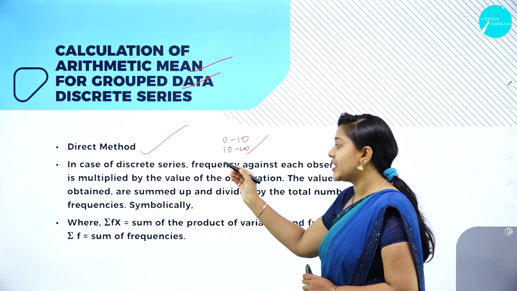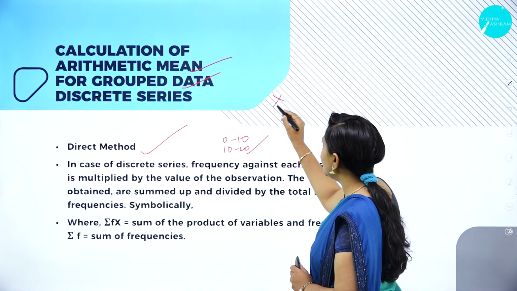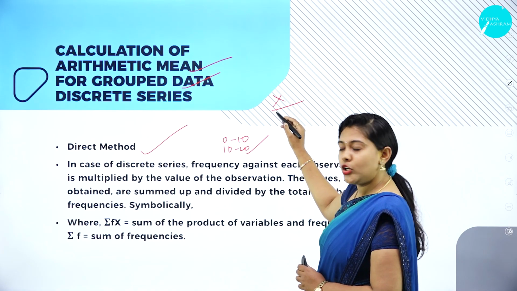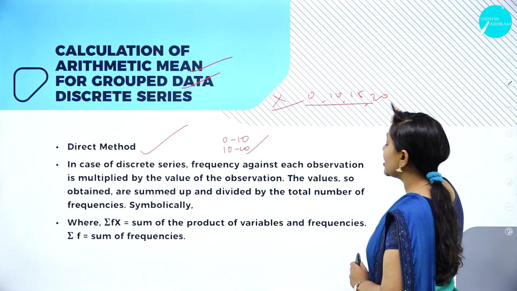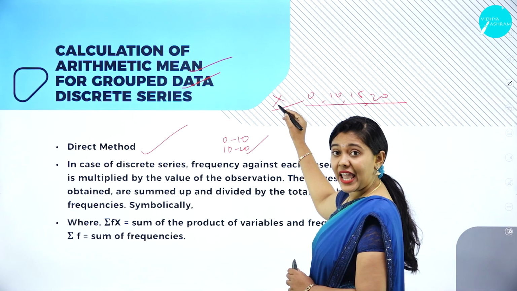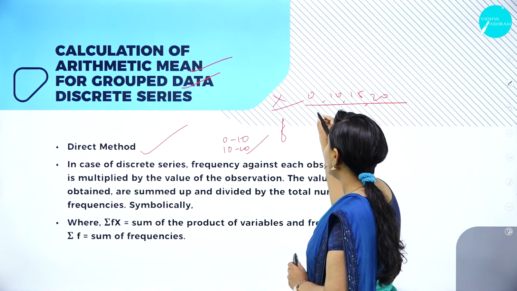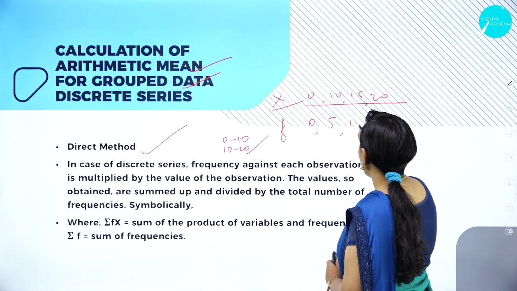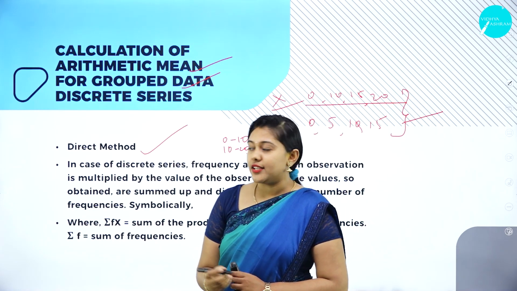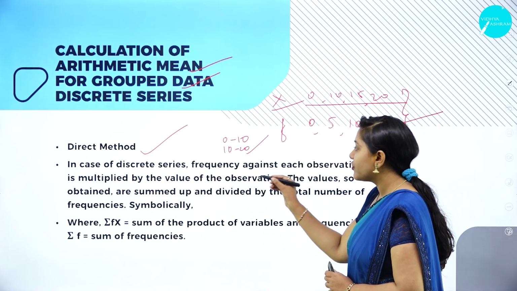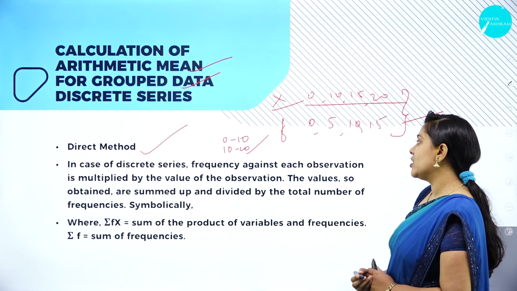So in case of discrete series, individual series and discrete series, when x is given, this is what? This is individual series. 0, 10, 15, 20, what is this? This is an individual series. But along with x, if f is given, when two variables are given to solve, then 0, 5, 10, 15, then what is this? This is called as what? Discrete series.